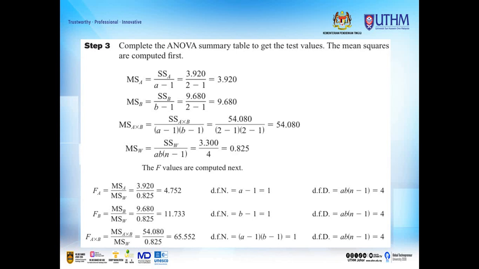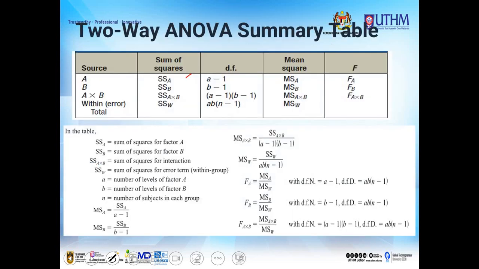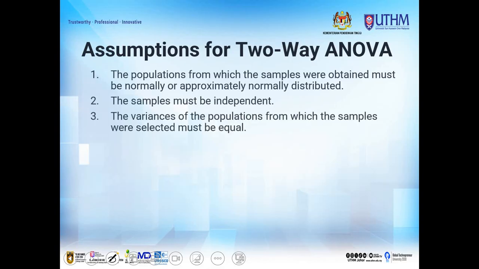Okay, so we are done with the critical values. We'll compute the test values now. The test values will be calculated based on the formula. The sum of squares is 3.920 divided by 2 minus 1, which is 3.920 as well. MSB will be 9.68. The formula was already given previously, so I hope you can recall or check back the sum of squares of factor B, factor A and all.